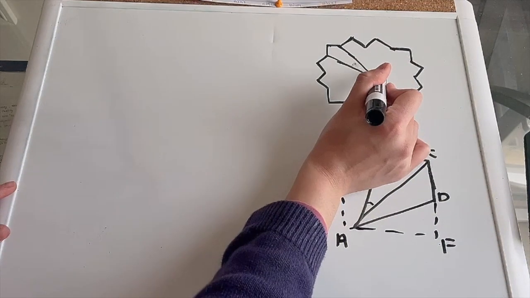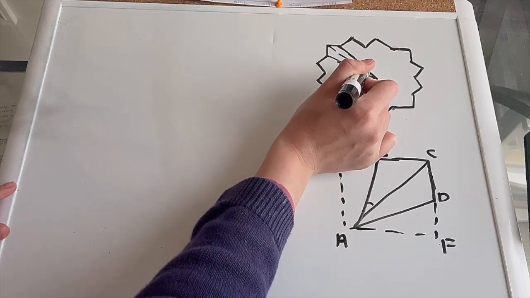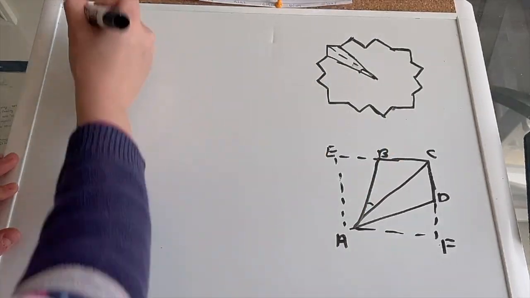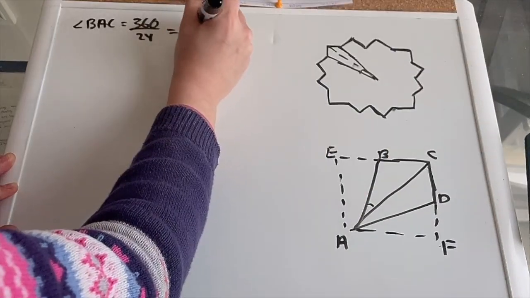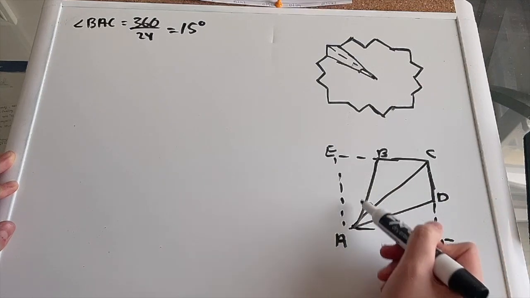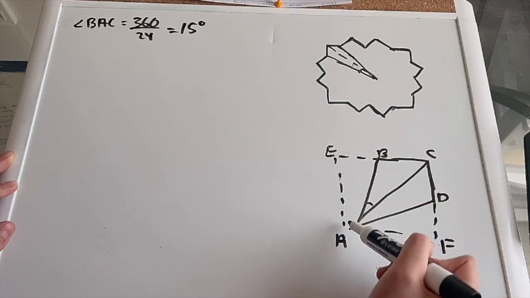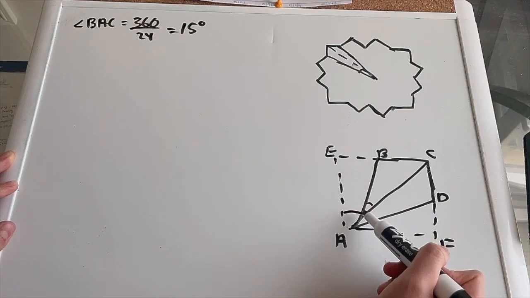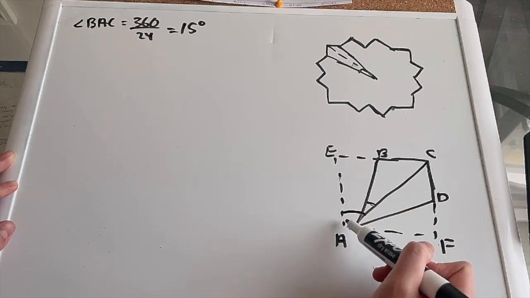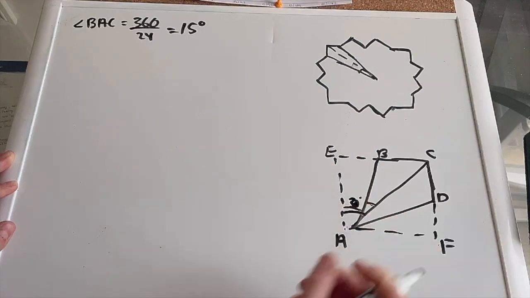since that would be this angle right here, we divide 360 by 24. And that equals 15 degrees. Because this equals 15 degrees and this is the diagonal of this square, then we know that angle EAC is equal to 45 degrees. Since this is 45 degrees and this is 15 degrees, then we get the angle EAB is equal to 30 degrees right here.